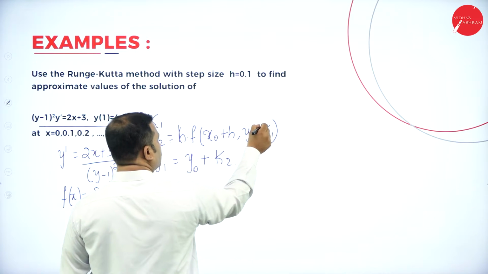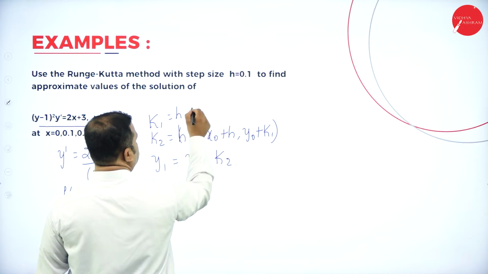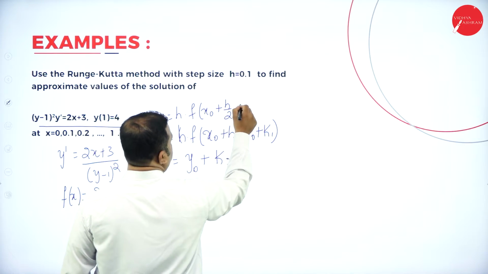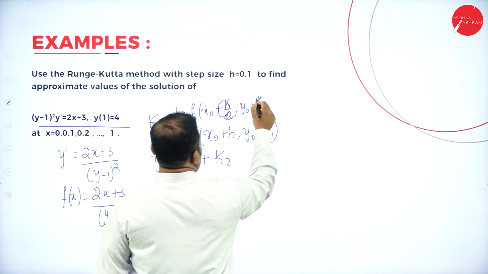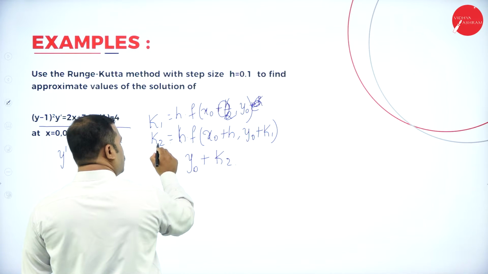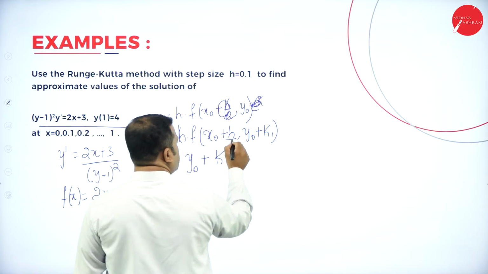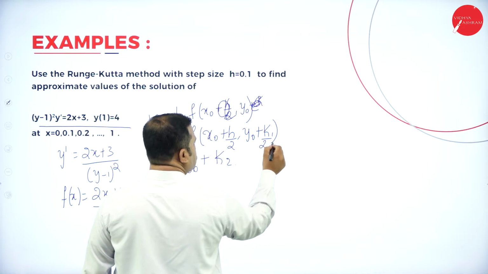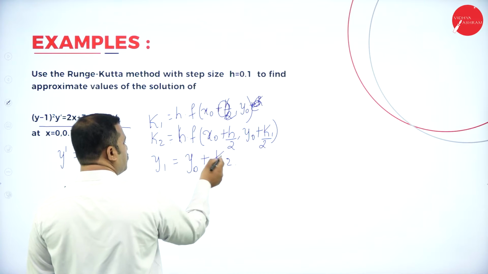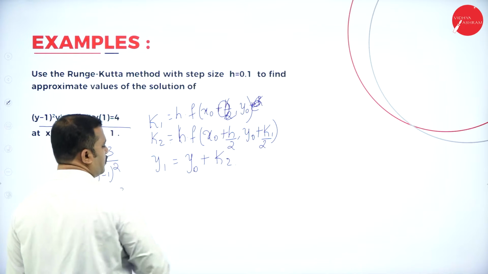What is the value of K1 then? K1 is equal to h into f of x0 plus h by 2, and y0. That is the value of K1. K2 is equal to f of x plus h by 2 comma y0 plus K1 by 2. That gives me the value of K2. With this K1 and K2, I am deriving the values of y0 and y1.